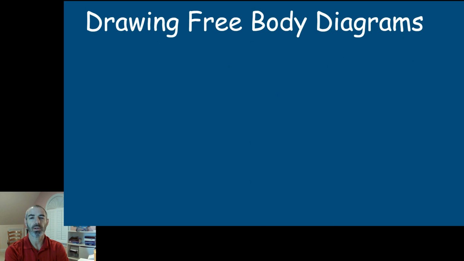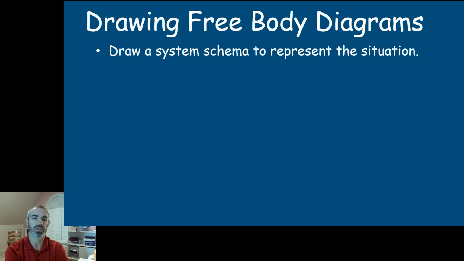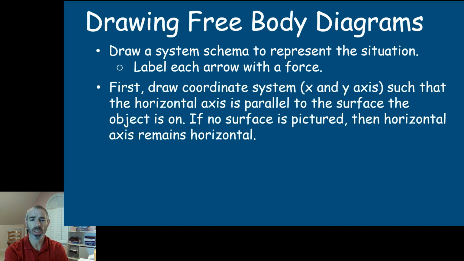Now, that diagram got a little complicated, so we're going to talk about drawing free body diagrams instead of drawing force diagrams. Force diagrams will be needed later on, but for a free body diagram, here are the steps. First, we draw the system schema that we just talked about to represent the situation. We label each arrow with a force, and we'll go through a list of forces in just a minute. Each arrow is labeled with a force symbol.